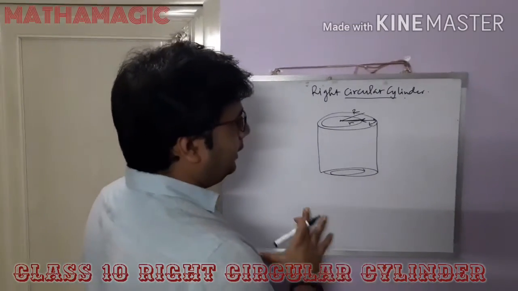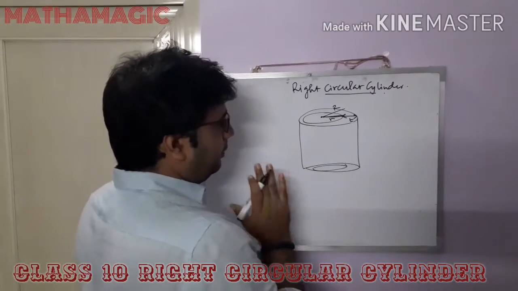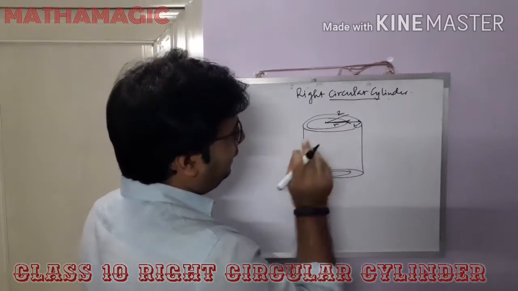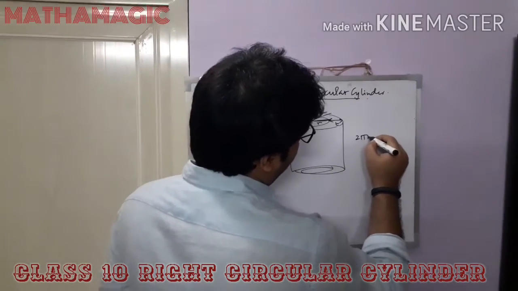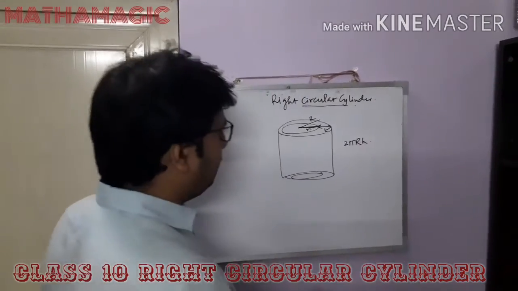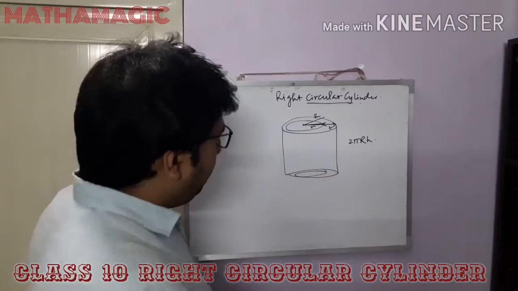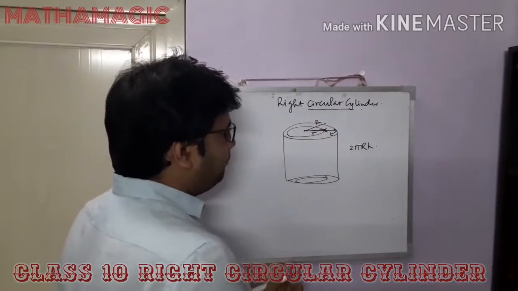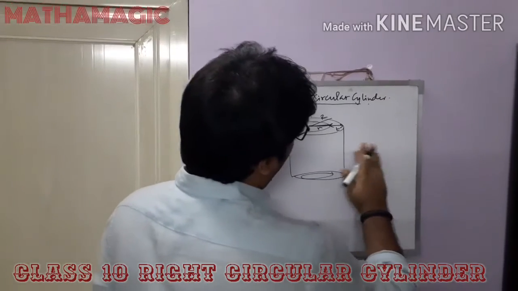Now you just think that there should not be any change in the curved surface area, because the curved surface area is totally depending on the outer radius. So what will be the curved surface area? 2 pi capital R into H, right? Because the outer radius is capital R and the inner radius is smaller.